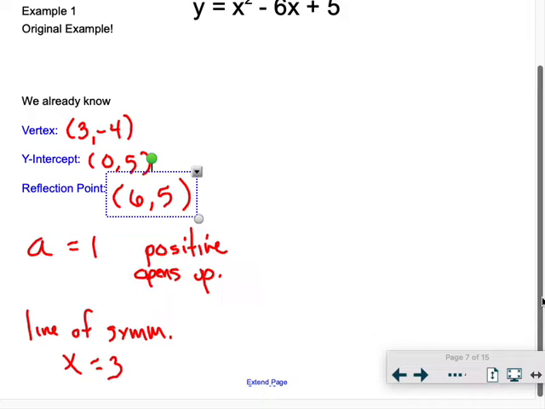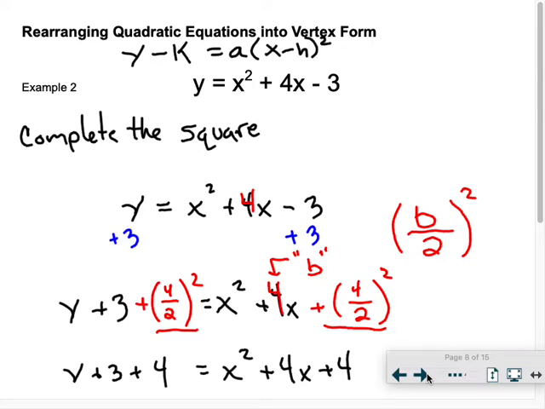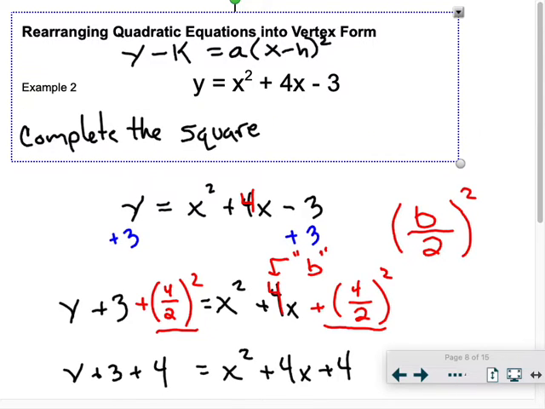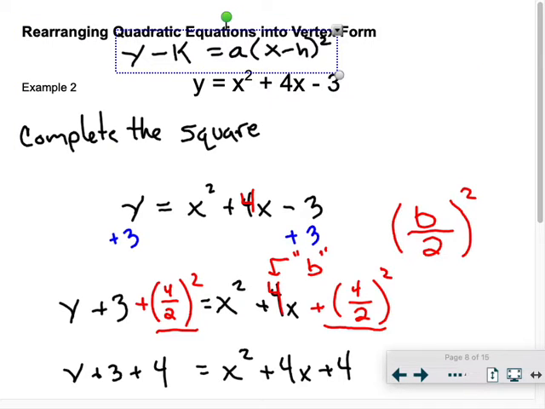So what we're going to do is transform this into graphing form, or vertex form, excuse me. In order to do so, we have to complete the square. This is a procedure. It's the same procedure every time. The next example, there's a slight tweak, but other than that, it's pretty common. So our goal is to take this standard form equation, x squared plus 4x minus 3, and express it in vertex form. y minus k equals a times x minus h.